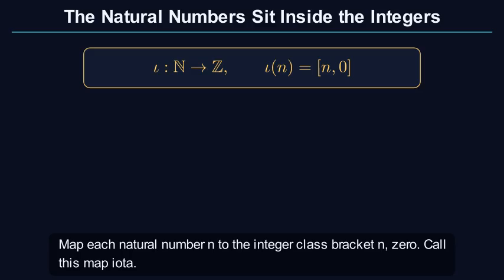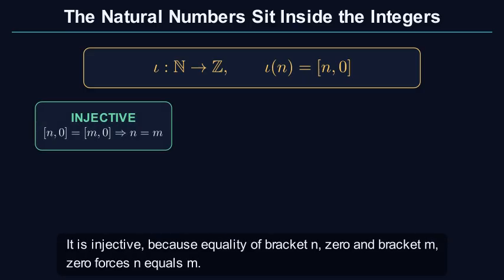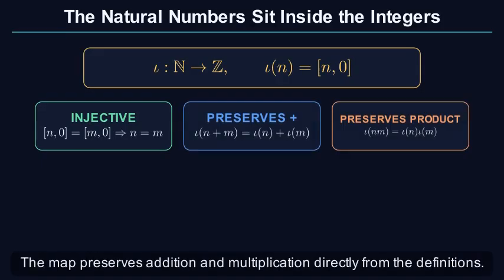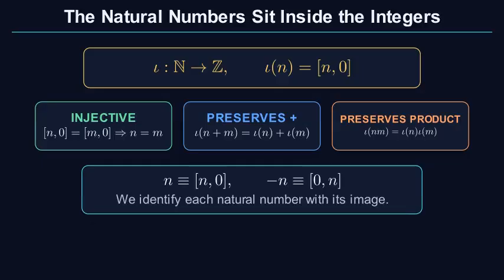Map each natural number n to the integer class bracket n, 0. Call this map iota. It is injective, because equality of bracket n, 0 and bracket m, 0 forces n equals m. The map preserves addition and multiplication directly from the definitions. We may therefore identify n with bracket n, 0, and negative n with bracket 0, n, without corrupting natural arithmetic.